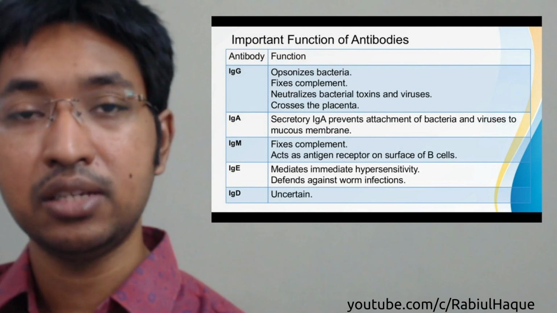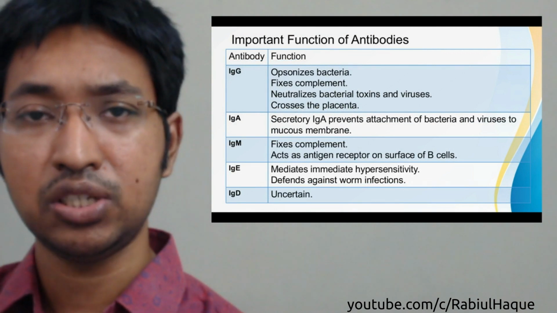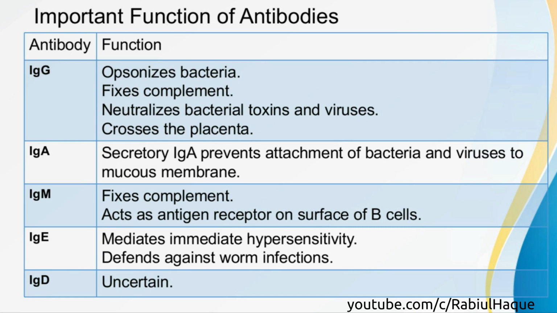Now, this table is very important for your examination, and in this table we are summarizing the important functions of the different classes of antibodies. So, what are the functions of immunoglobulin G? You have to remember that immunoglobulin G opsonizes bacteria and fixes complement. We also have to remember that immunoglobulin G is the only antibody that can cross the placenta, and that's why it is in newborns. Immunoglobulin G can also neutralize bacterial toxins and viruses.